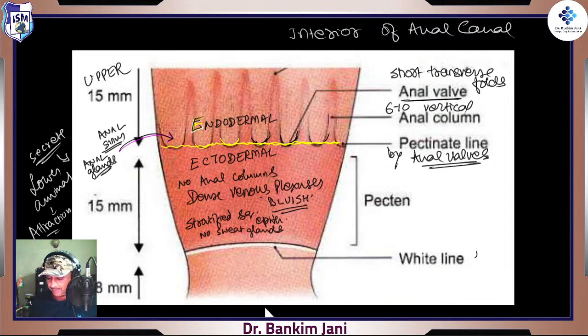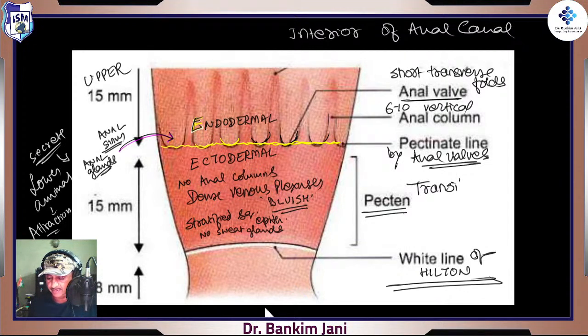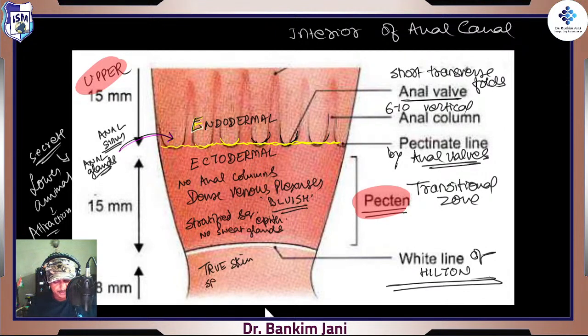Finally, this is the white line of Hilton. This is a junction, because this in-between area is called the pecten or the transitional zone. So we have the upper area, second the pecten or transitional zone, and the lower zone. This lower one is where the true skin is. It is just the skin because it's now the last part. And that is where there are sebaceous glands and hair follicles, etc. So that's how all these things are divided into parts.